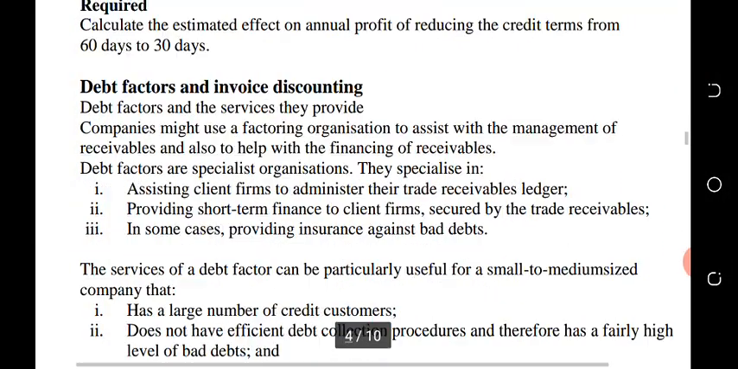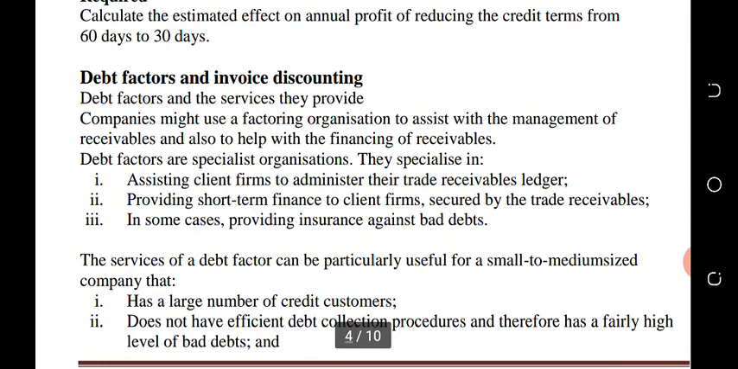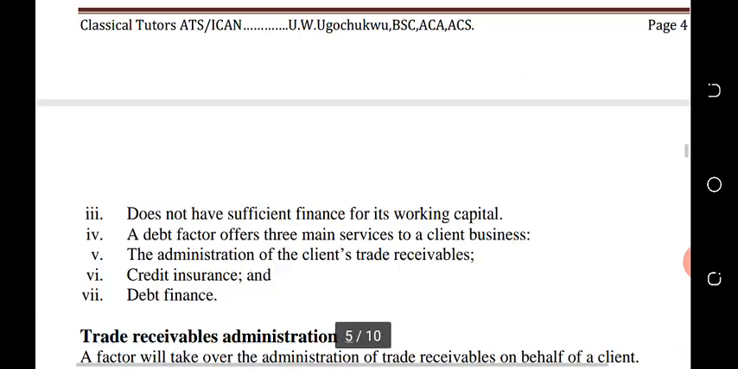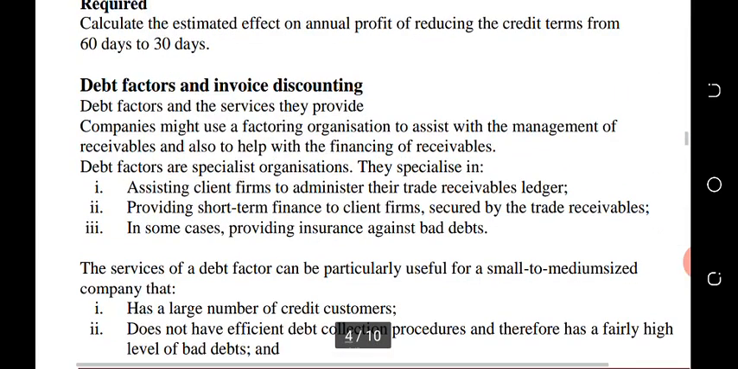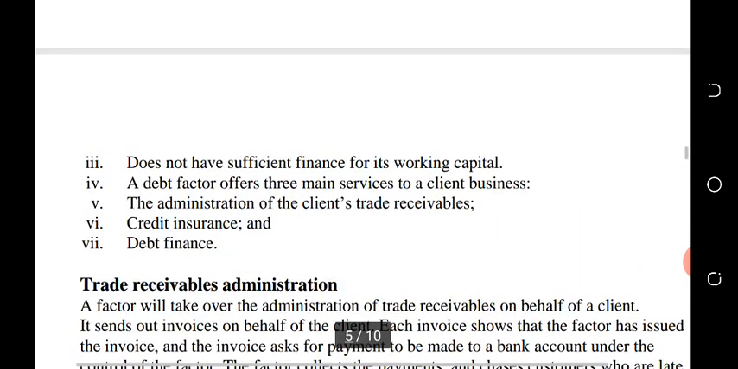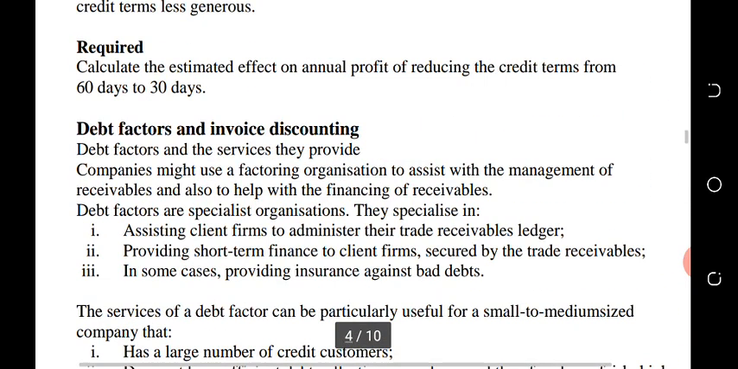So in our next class we will start from trade receivable administration. So let's talk about debtor factoring and invoice discounting. Maybe our next slide will start from debtor factoring. So we will now explain the meaning of debtor factoring and the meaning of invoice discounting.